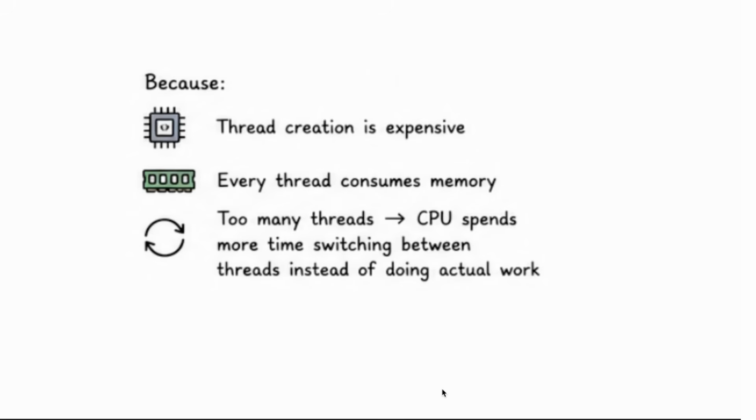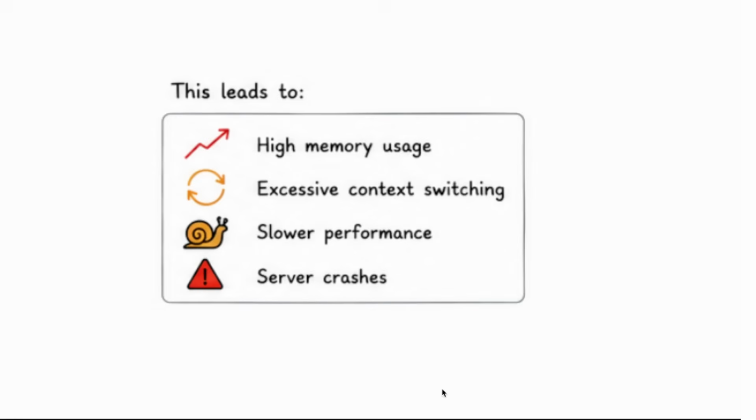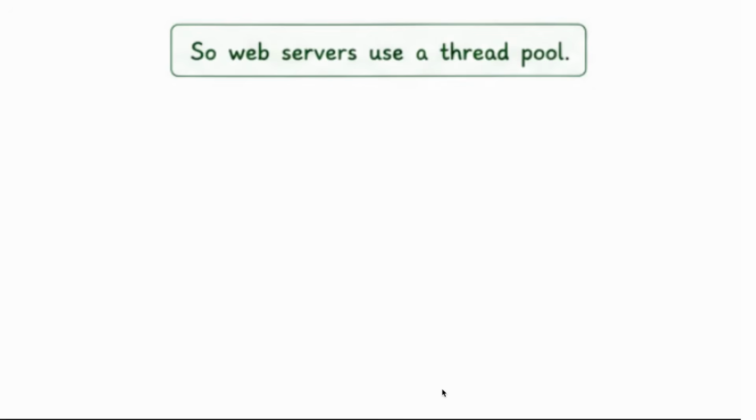Every thread consumes memory. And if the server creates too many threads, the CPU spends more time switching between threads instead of doing actual work. And this leads to high memory usage, excessive context switching, slower performance, and sometimes even server crashes. And this is exactly why web servers use something called a thread pool.